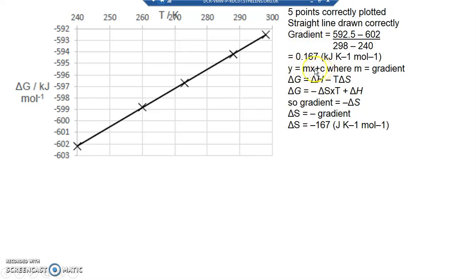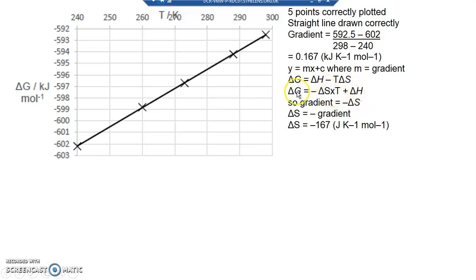Now, y equals mx plus c. The y value equals m, which is the gradient, multiplied by x, whatever's on the x-axis, plus c, which is a constant. So Gibbs free energy change delta G equals delta H minus T delta S. You could rearrange that slightly so you can see how it matches up with y equals mx plus c. Delta G is up the y-axis, so that's correct, equals mx. The x value is T, so T delta S, or delta S times T, minus, and then plus delta H. Well, the delta H is a constant.